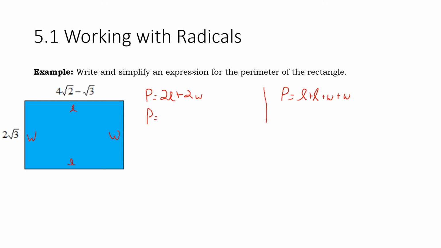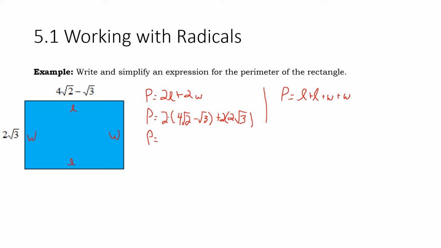So 2 times the length will be 2 times 4 root 2 minus root 3. And we're going to add that with 2 widths, which is 2 times root 3. So distribute the 2 inwards. Again, imagine these as x's. What would be 2 times 4x? It'd be 8x.